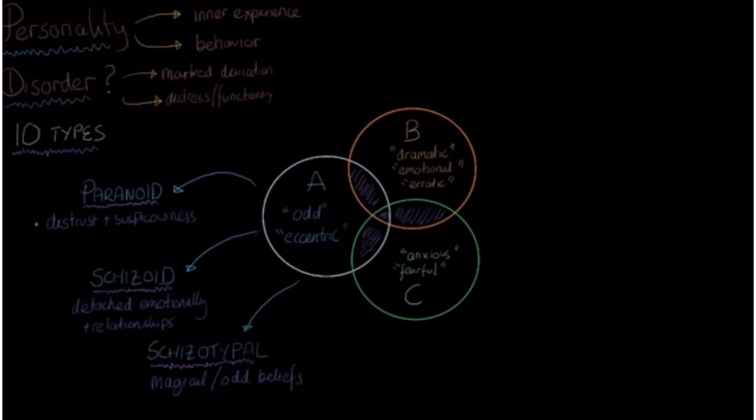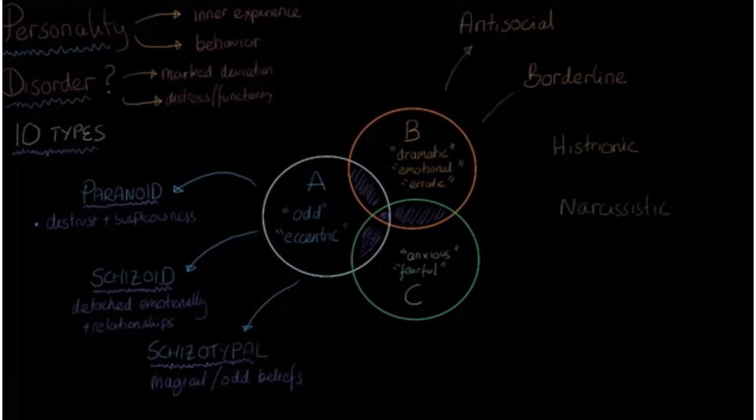Let's move on to cluster B. This is a cluster where I believe Amber Heard falls under: antisocial, borderline, histrionic, and narcissistic. As I mentioned, cluster B often contains dramatic, emotional, or erratic traits.